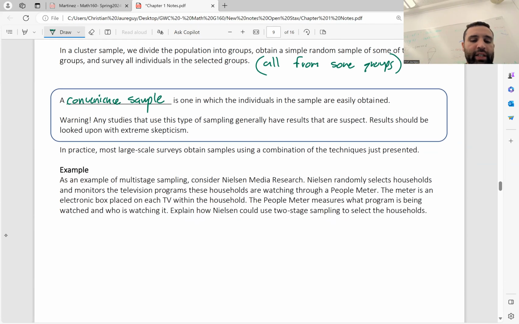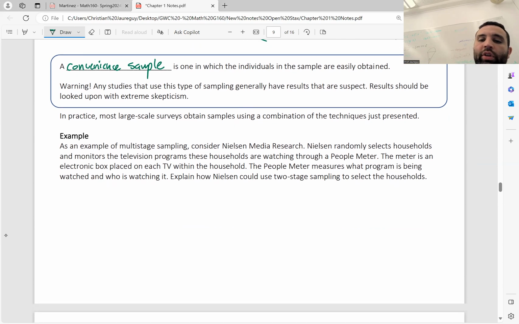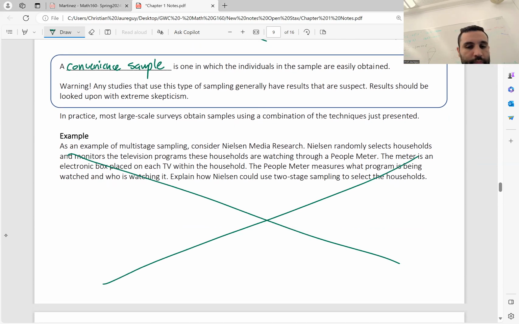Anyways, in practice, it says here, most large-scale surveys obtain samples using a combination of the techniques. So hopefully there's some sense of randomness. This example I also don't like, so we're going to skip this.